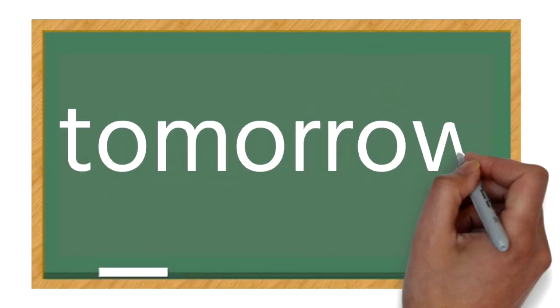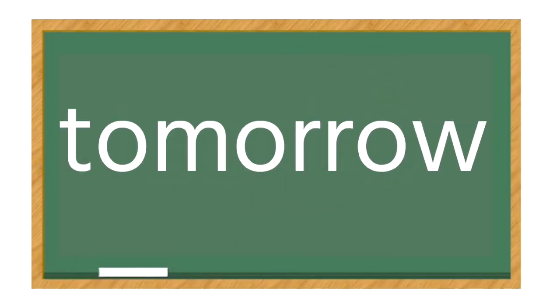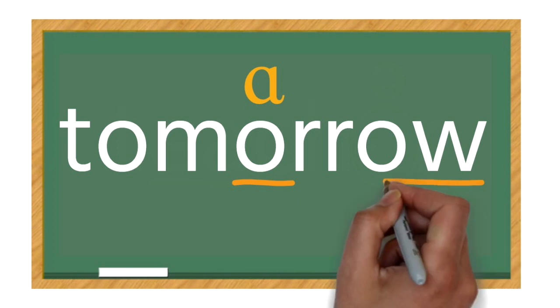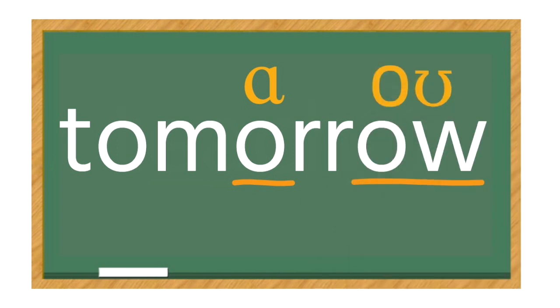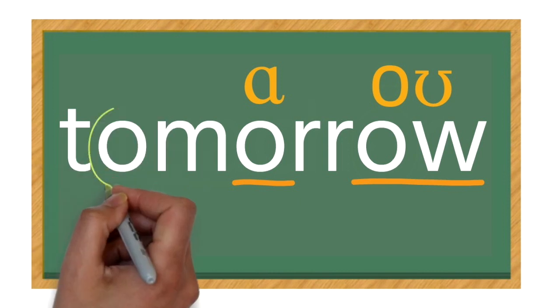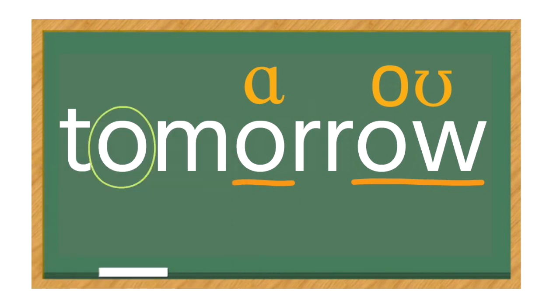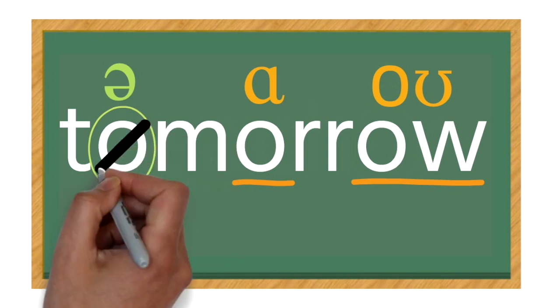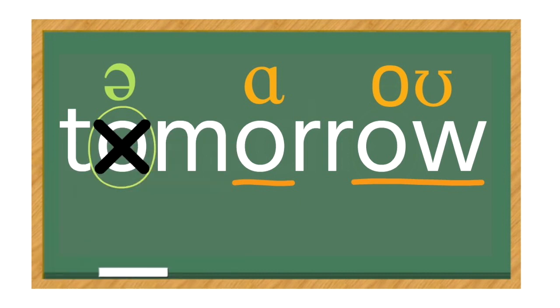Where's the schwa in this word? Tomorrow, tomorrow. For me, mar has a strong ah. O is also strong. So the schwa is here. T, t. I don't say tomorrow. I say tomorrow.